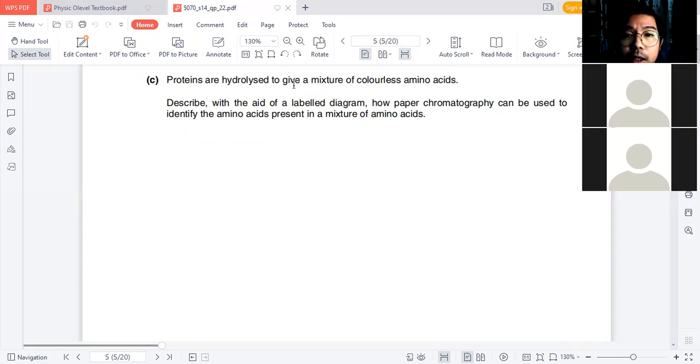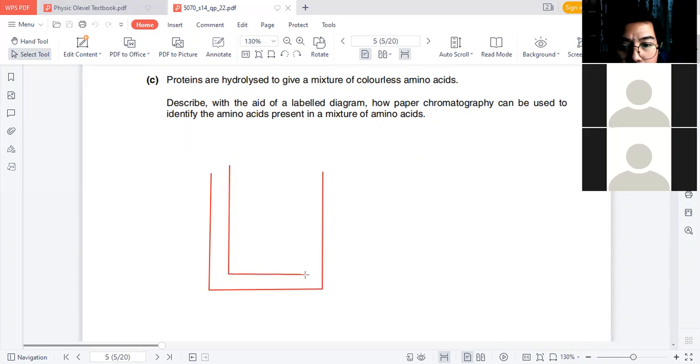It starts with using a particular beaker. So you draw a beaker. Then after you draw the beaker, you draw your particular paper. Once you draw the paper, make sure that you have something to hang it on. So it's something like that, and make sure that you have a lid. So I'm going to put some sort of lid here.